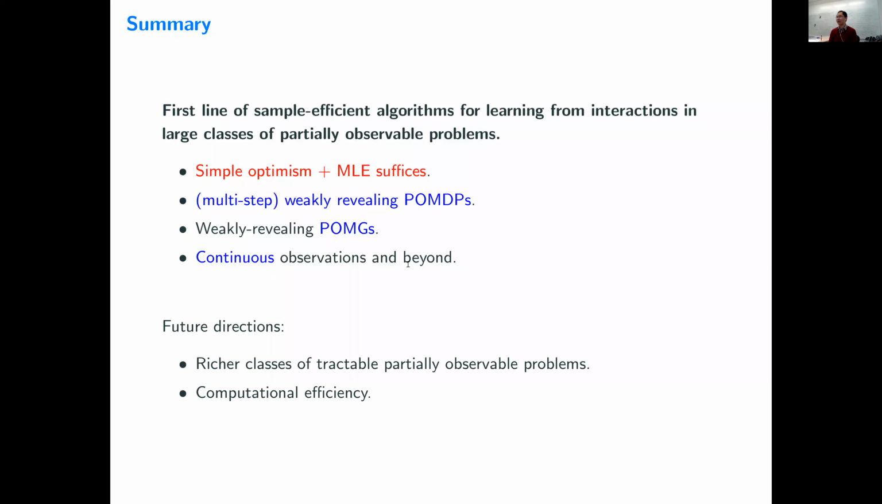If you ask me about future directions, there are definitely a lot of interesting directions in partially observable problems, and even these are just the first line of results; they mark the beginning. One thing is: can we define an even richer class of tractable partially observable problems, beyond weakly revealing? It's just one sufficient condition, and we might have more general results. The second thing we haven't addressed is computational efficiency: what are sufficient conditions for computationally efficient learning of partially observable problems? Another is the sharp dependency on observation and emission, which is also worth a lot more investigation. Okay, I guess that concludes my talk.